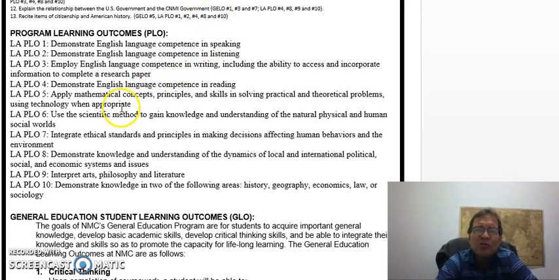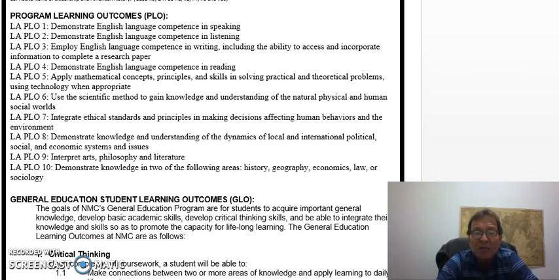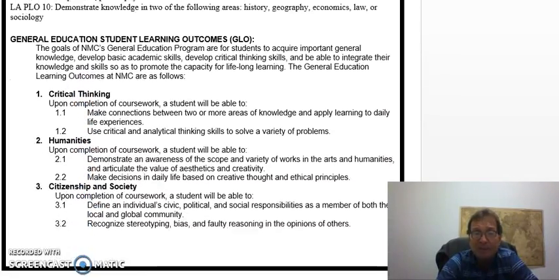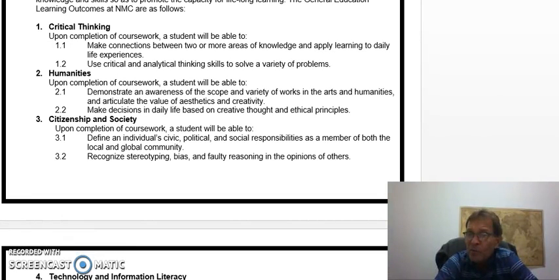We don't really use number 5. We don't really use 6, but 7, 8, 9, and 10 are definitely used in PS 110. The general education outcomes, we definitely do critical thinking. And hopefully you will be able to see some of the tools of this course that will help you to navigate through ideologies that you will be confronted with for the rest of your life. These things don't go away.